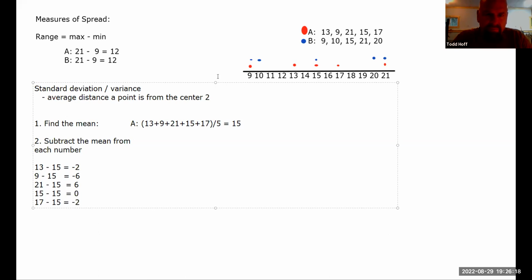What we have found in step 2 has a name. Those are called the deviations, or the deviations from the mean. That's how far each number is from the mean. If we wanted to double check our calculation, if we added those up, they should add up to 0, and they would right now. Step 3 is to square each deviation.